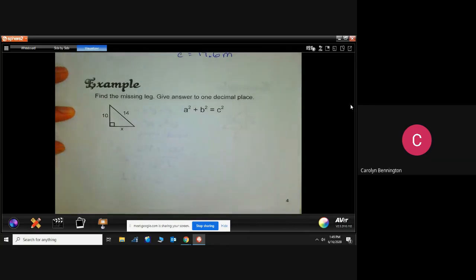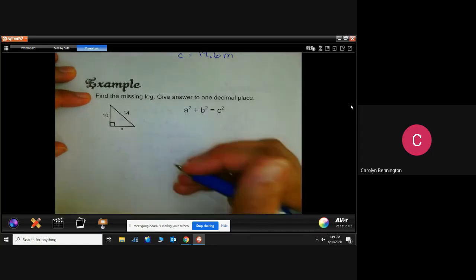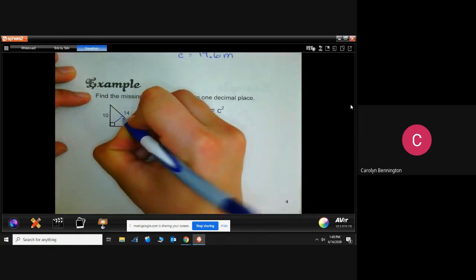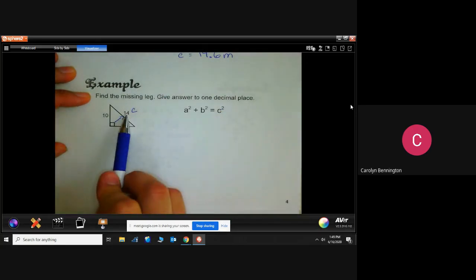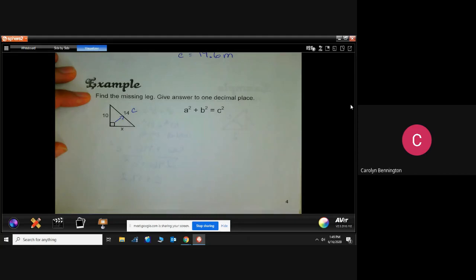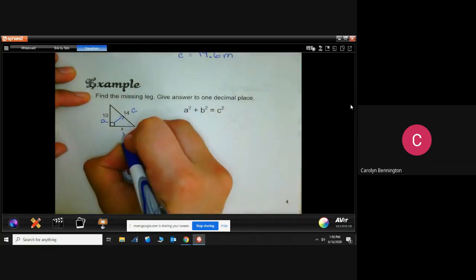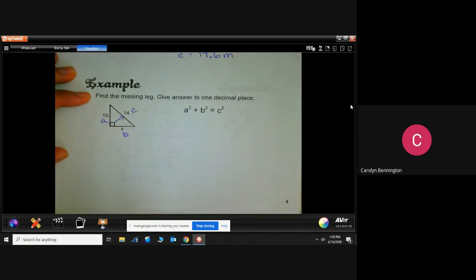So our next example is a little bit different because this time we're looking for a missing leg. We know what the hypotenuse is. Our hypotenuse is directly across from our 90-degree angle. So in this example, our hypotenuse is 14. And in this example, we're looking for one of the legs. So I'm going to call 10 our A, and the X is going to be the B.